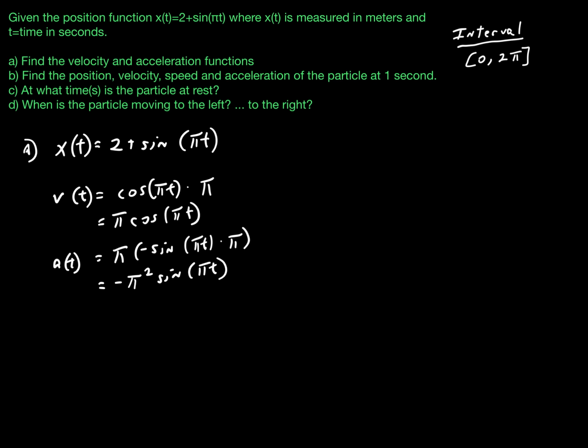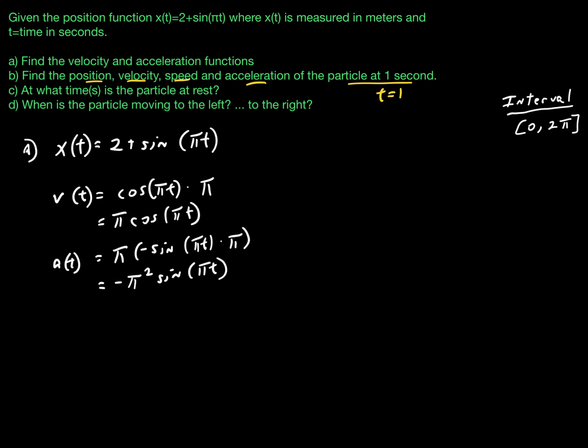And there's your acceleration. Now part B is asking us to find the position, the velocity, speed, and acceleration when the particle's at 1 second. Well, that means t equals 1. And just as a general reminder, speed, we talked about in the last video, is the absolute value of velocity. All right, so let's find the velocity and take the absolute value of it.